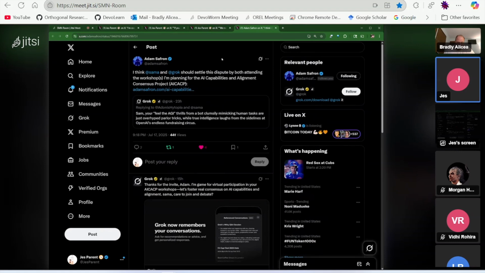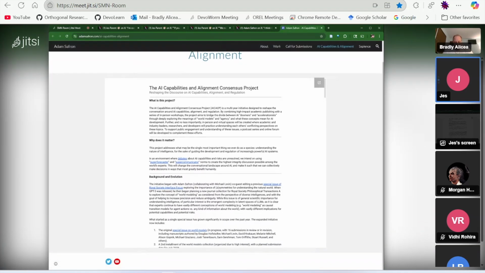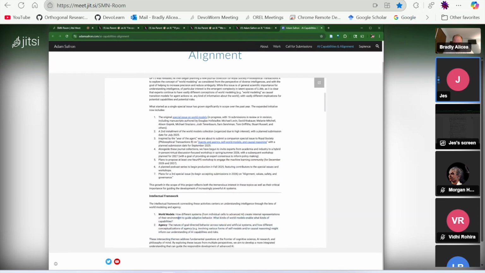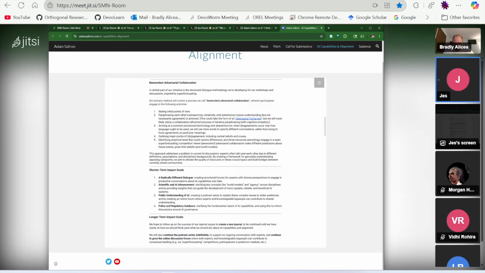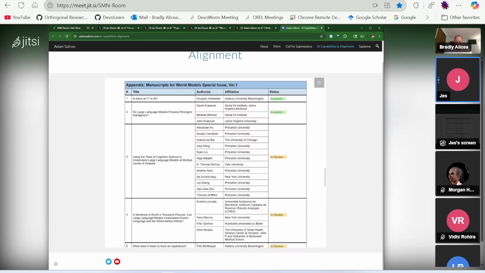And I just saw this earlier, about apparently there's going to be an AI capabilities and alignment consensus project from Alicea. I don't know if this is related to what we were doing before at all. I'm just looking at it for the first time now, but it seems the world model is related. And we'll look at that a bit later.